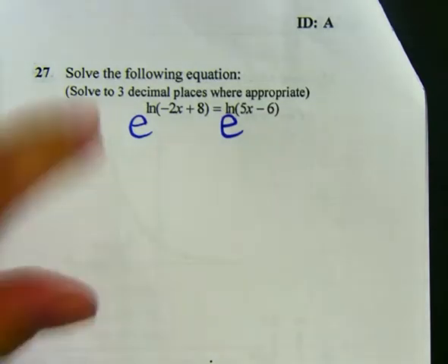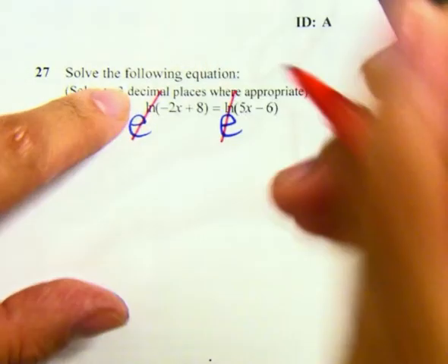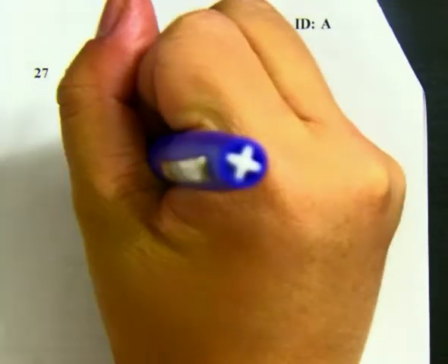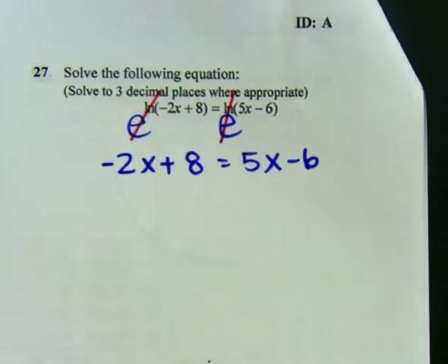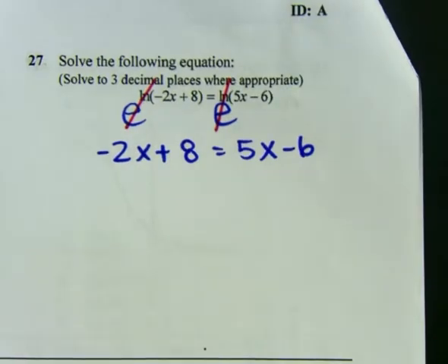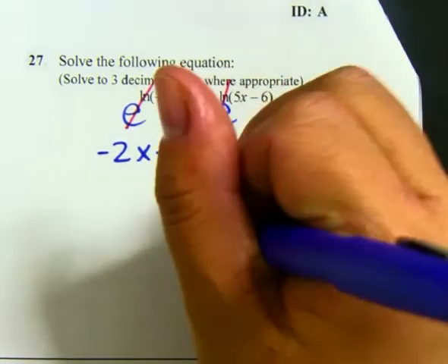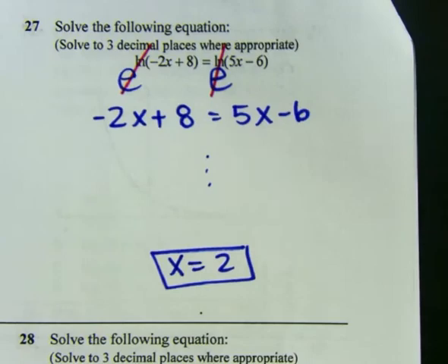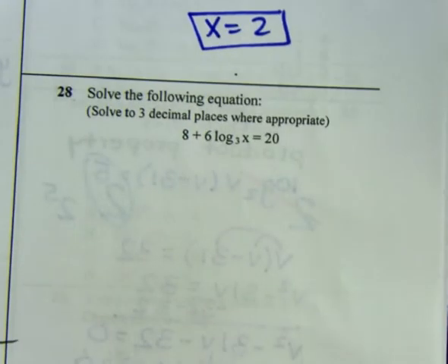If ln has no base, you say base is e, so that's why you're able to cancel both sides, leaving you with negative 2x plus 8 equals 5x minus 6. And then you solve from there. You can solve this problem quite easily, right? So I'm going to say dot dot dot. Answer is 2, so make sure you know how to solve. Okay, moving on to 28.